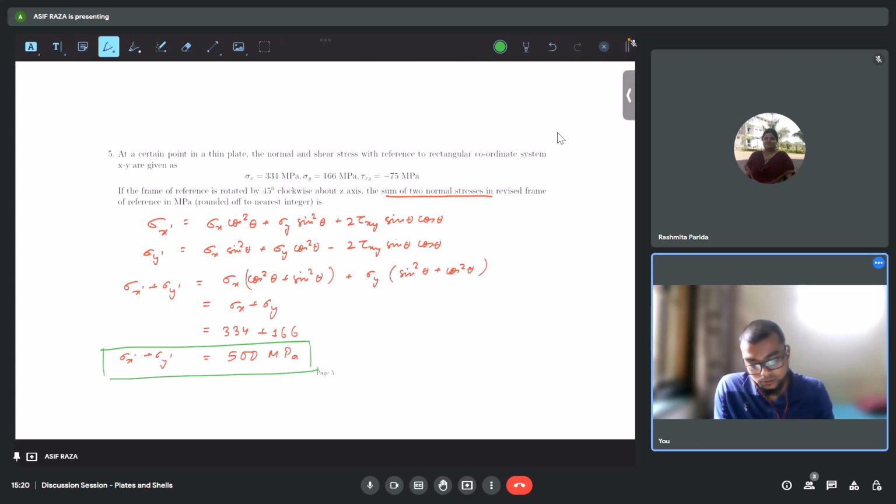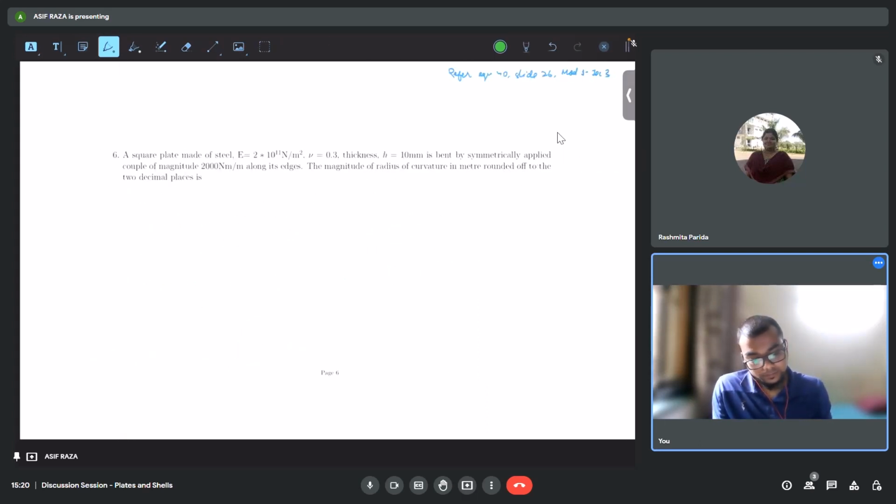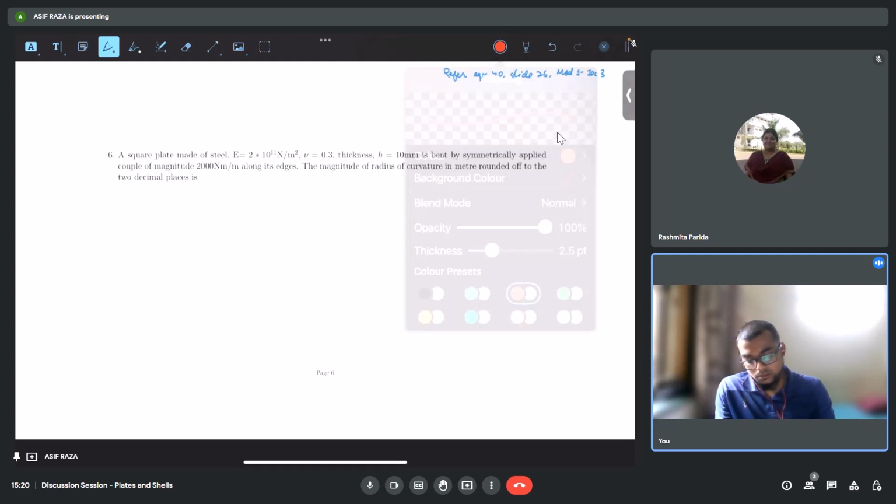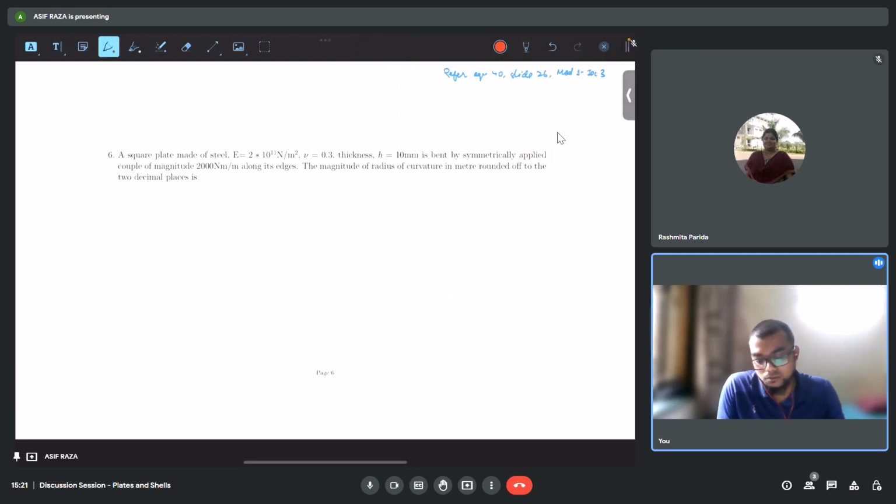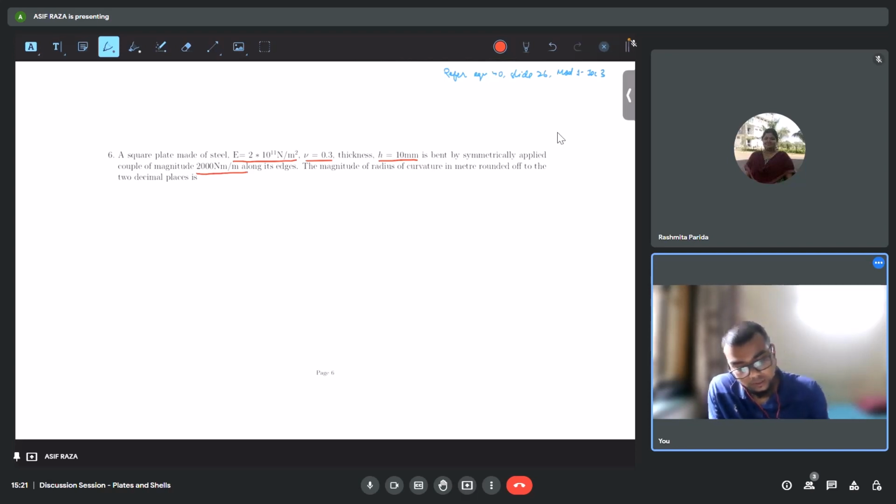Okay, so let's move on to the sixth question. The sixth question is, there is a square plate made of steel with Young's modulus of elasticity as 2 into 10 power 11 Newton per meter square, Poisson's ratio as 0.3, thickness of the plate is 10 mm. It is bent by symmetrically applying couple of magnitude 2000 Newton per meter along its edges. The magnitude of radius of curvature in meter rounded off to two decimal places is.